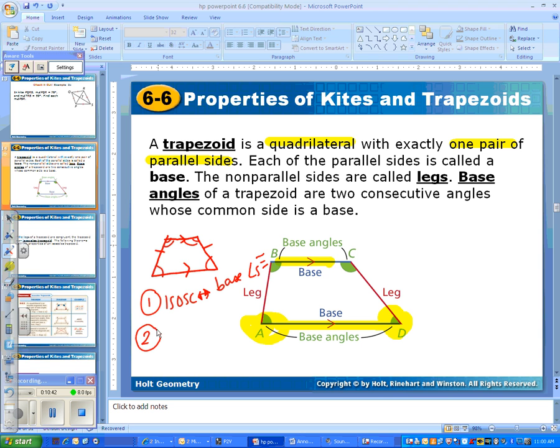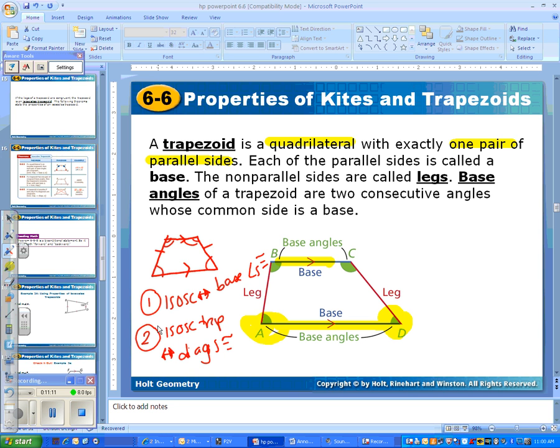The second part is that if you have an isosceles trapezoid, that means that the diagonals will be congruent to each other. Diagonals congruent. And again, I'm going to put this biconditional arrow, meaning that the reverse is true. If you have diagonals that are congruent in a quadrilateral, not a parallelogram, in a quadrilateral, that means that it will have to be an isosceles trapezoid.